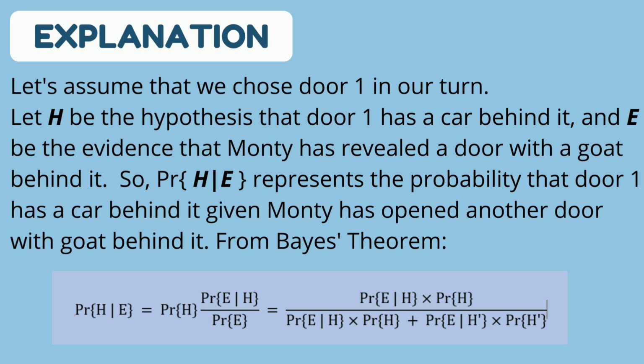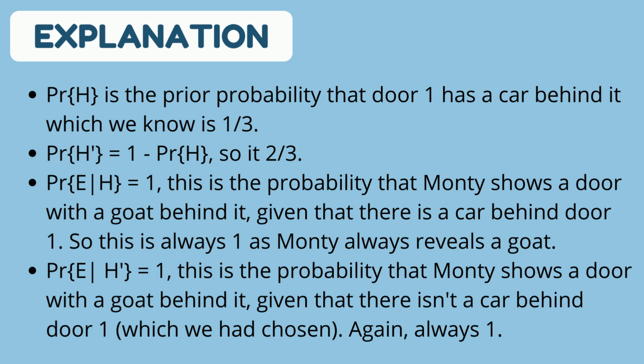Using Bayes' theorem, we can say probability of H given E is probability of H times probability of E given H, upon probability of E. Probability of E can be expanded into probability of E given H times probability of H, plus probability of E given H complement times probability of H complement. H complement is just the complement, or not H. Now we have the values. Probability of H is the prior probability that door 1 has a car behind it, and it will be uniformly 1 by 3 across all three doors before the event has occurred.